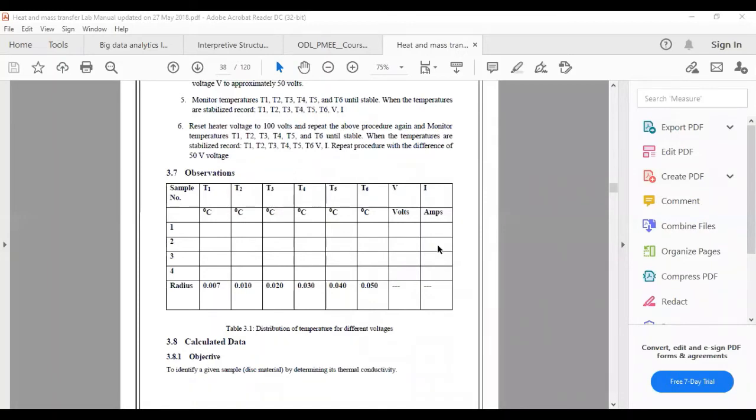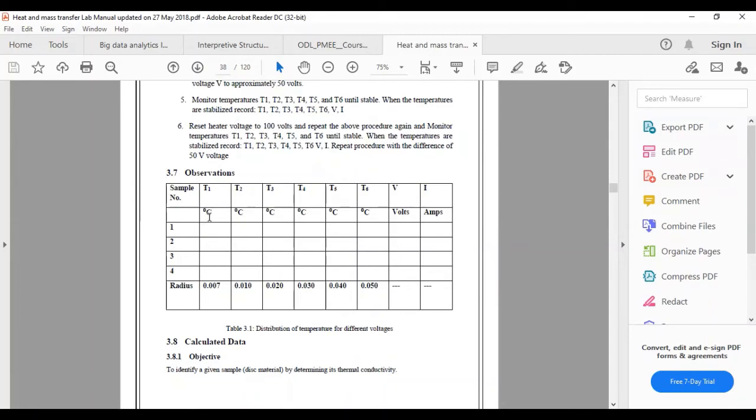Okay, everyone. Now we have got the different readings. For example, we have got the temperatures against different values of these voltages. If we have got 4 sets of readings, it means we have got 4 different voltages and currents, and against these voltages we have got different values of temperatures. The temperature values are T1, T2, T3, T4, T5, and T6.